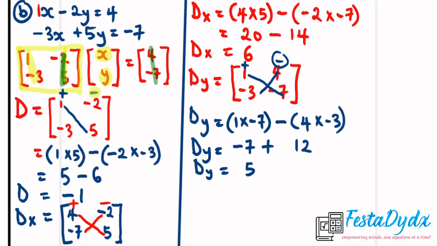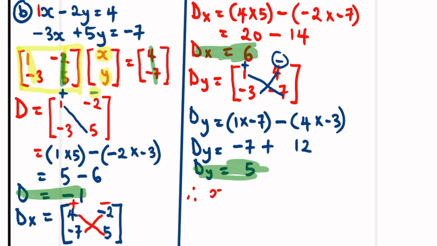Now we've gotten the value of the normal determinant to be minus 1. We got the determinant of the coefficient of x to be 6. We got the determinant of the coefficient of y to be 5. Now let's find the values of x and y. So x is equal to the determinant of x over the normal determinant. The determinant of x is 6 over the normal determinant, minus 1. So 6 divided by minus 1 gives us minus 6.